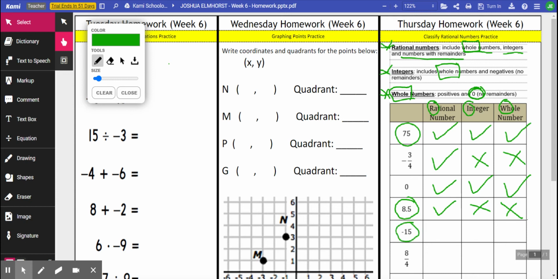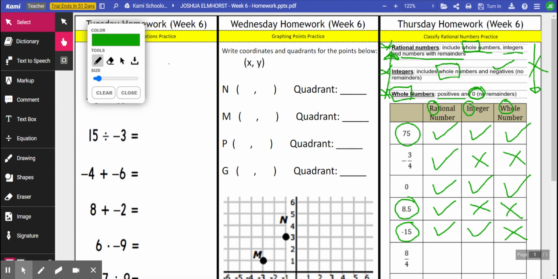So -15. 15 is a whole number, but it is not a positive whole number. So -15 is an integer, which is a negative value, and it is also a rational number. So whole numbers, integers, rational numbers, they fall into categories going up, but from the top down, rational numbers do not go into integers and whole numbers if they're a rational number only.